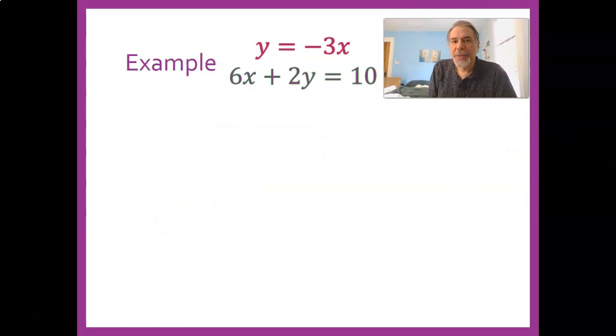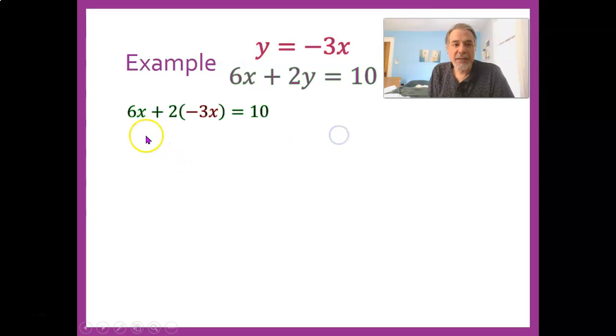Next example. The two equations that make up this system are y equals negative 3x and 6x plus 2y equals 10. Now the top equation is already solved for y. That makes our job easy. We don't have to manipulate it. We just have to say, okay, if y is equal to negative 3x, we can take that negative 3x and say, okay, you go in place of y in that other equation.